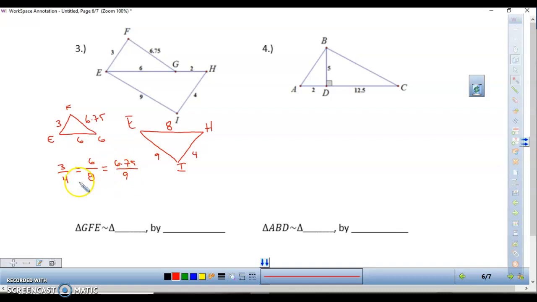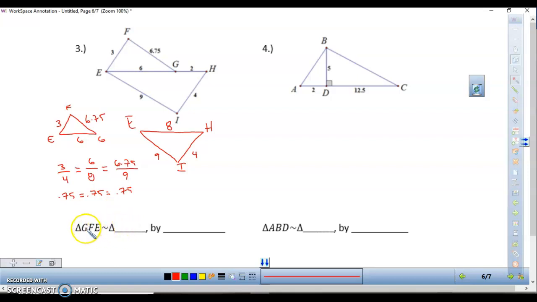All right, now I know 3/4 is 0.75. I know that 6/8 is 0.75. But let's check 6.75 divided by 9. When I punch that in my calculator, I get 0.75. So all 3 pairs of sides are proportional, so the triangles are similar.